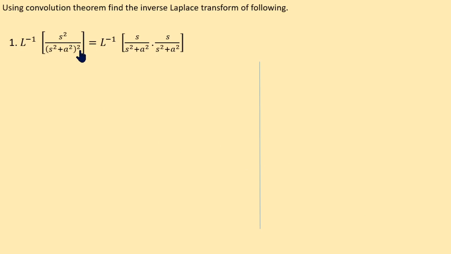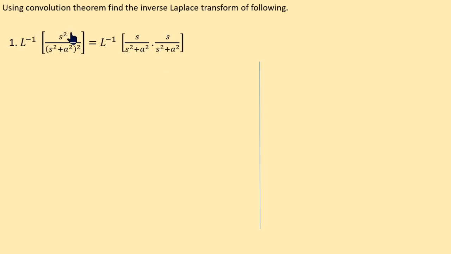Now, what is convolution theorem? Laplace transform of convolution of f of t and g of t is nothing but the product of their Laplace transforms. Therefore, inverse Laplace transform of F of s into G of s is convolution of f of t and g of t. Here F of s is s by s square plus a square, G of s is also s by s square plus a square.